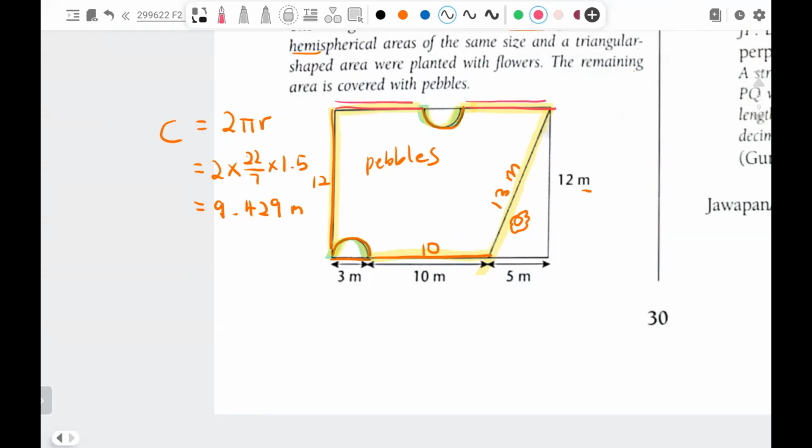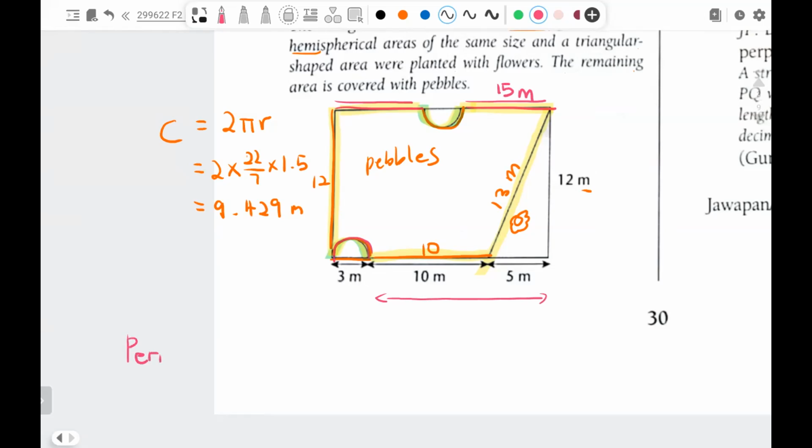18, no. Except for the diameter. Yes. Okay, so if you look at the bottom here, except for the half circumference, the diameter, so we just take 10 and 5. It's the same. So above, top there is 15 meter. So all sides are already labeled, then we can add.